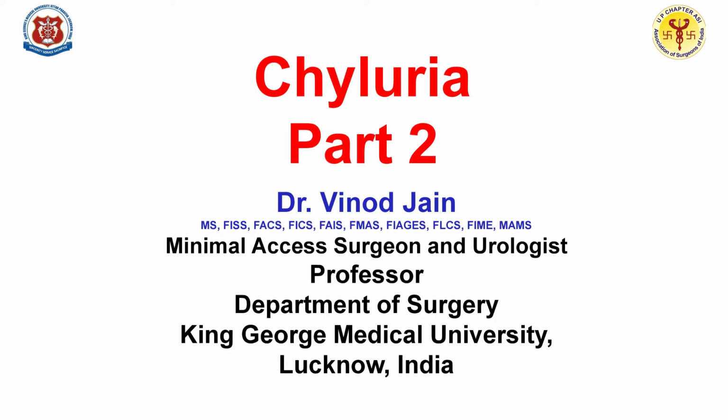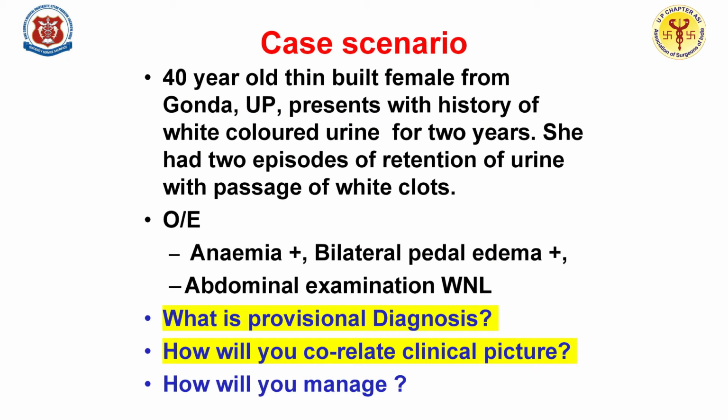Again, to refresh the knowledge, we will go by case scenario. A 40-year-old thin-built female from Gonda presents with history of white-colored urine for 2 years. She had 2 episodes of retention of urine with passage of white clots. On examination, the patient is anemic, having bilateral pedal edema, and her examination of the abdomen is within normal limits.